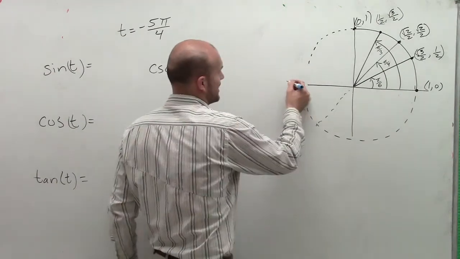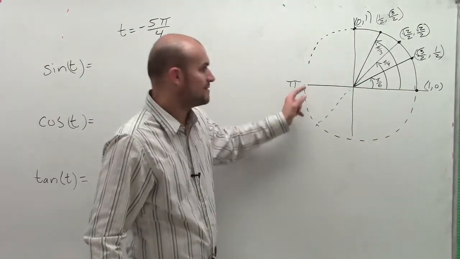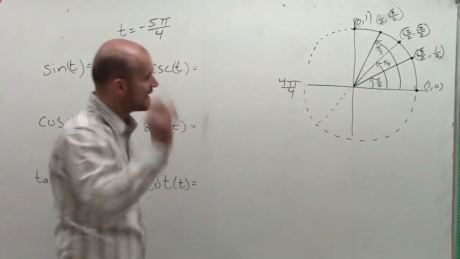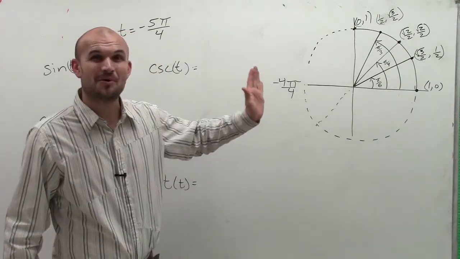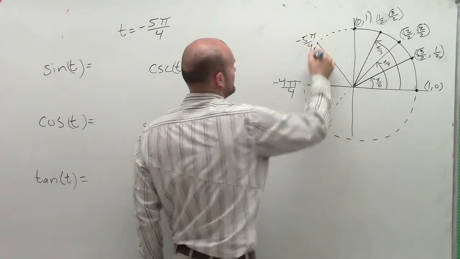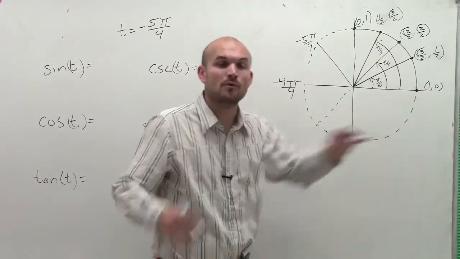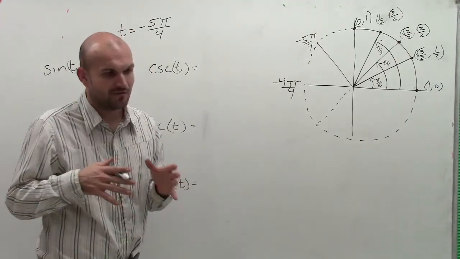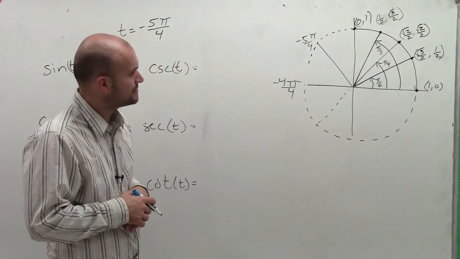And remember, the first thing I always like to look at is halfway around the circle from 0, our initial side, which is pi radians. Since we're dealing with fourths, halfway around the circle would be negative 4 pi over 4. So if I go one more fourth, this would be negative 5 pi over 4. Then 6 pi over 4, 7 pi over 4, and 8 pi over 4 would complete a full revolution, 2 pi radians, in the negative direction.